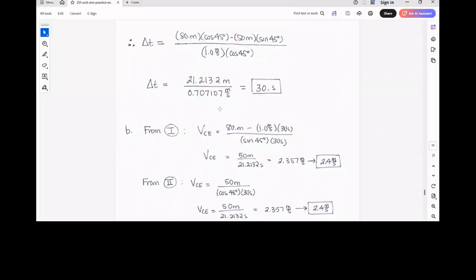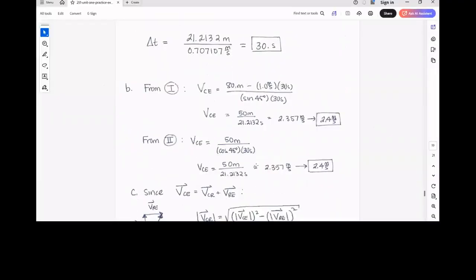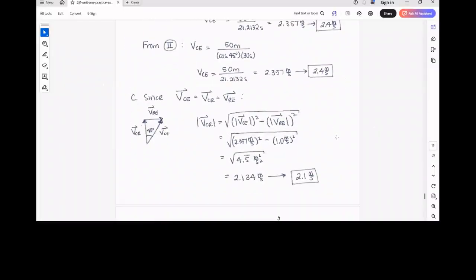Once I have that, I can go back to either of my original equations and just plug that delta t in so I can solve for VCE. And because I have two options, but they are both representing the same scenario, I can't get two different answers, but I can demonstrate that I get the same answer twice. And when we apply sig figs appropriately, that becomes 2.4 meters per second.